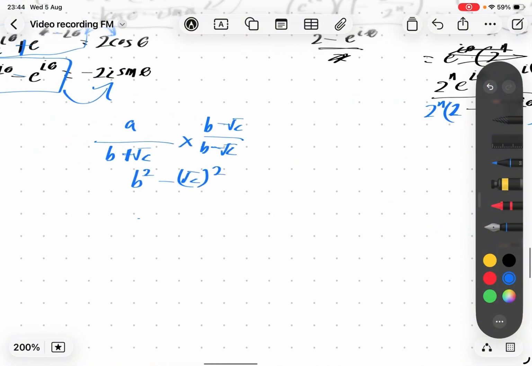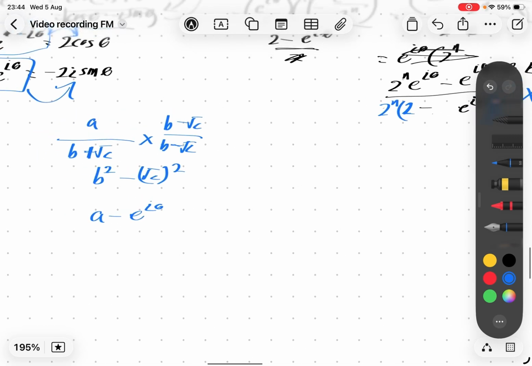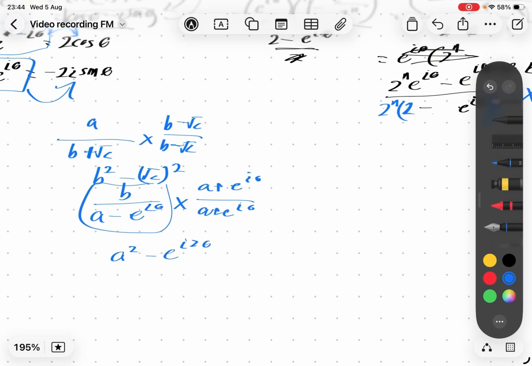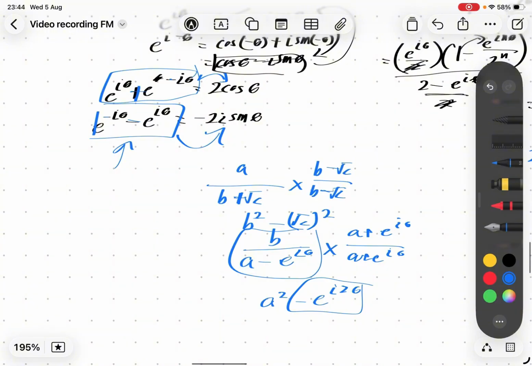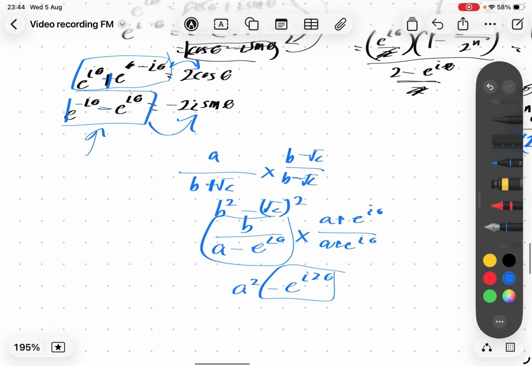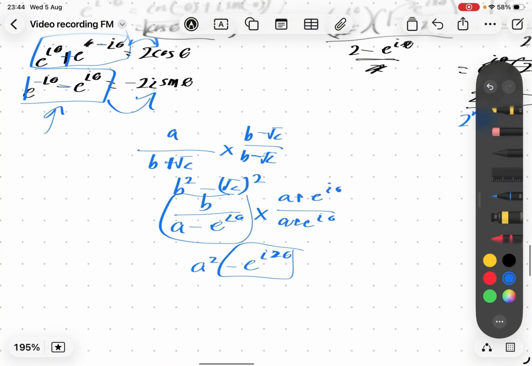We got a minus e^(iθ). Okay, if we, let's say it's b, something like this, if we just do something like a plus e^(iθ) over a plus e^(iθ), the bottom part I'll just get a squared minus e^(i2θ). Like, I cannot do anything with this because I need something like this to convert it back. Okay, I only have a 2 power, which is not what I want.